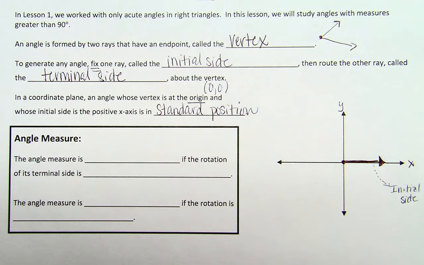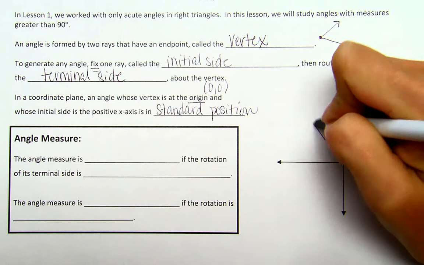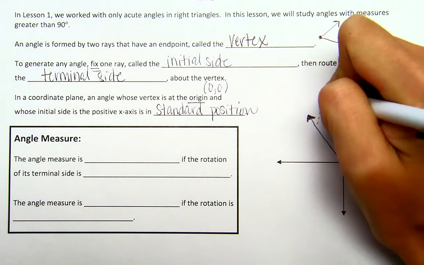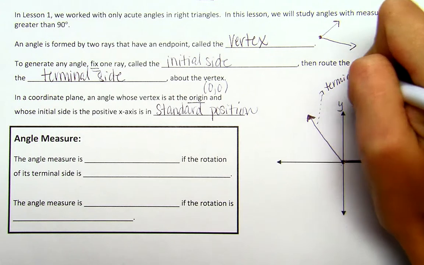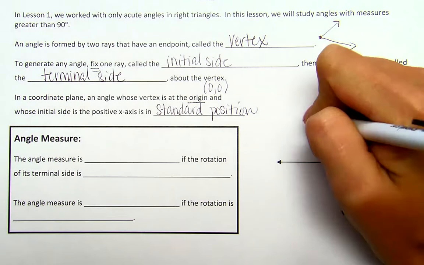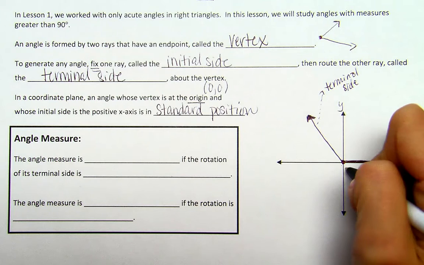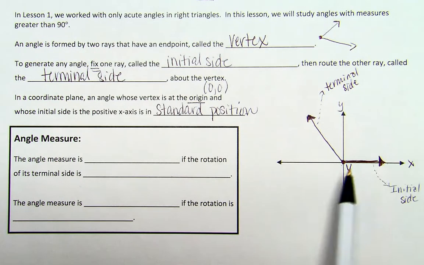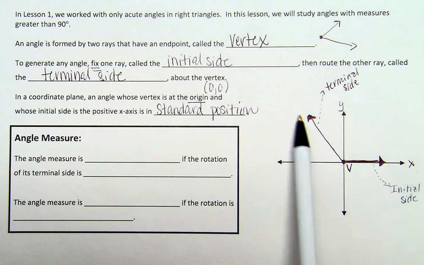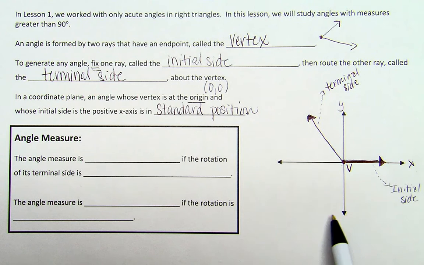So our initial side. Then from our vertex, the other ray, and I'm going to put this in our second quadrant, we know this to be our terminal side. And we know it's in standard position when it looks very similar to this, which means our vertex where they join is at the origin, (0, 0). Put a V there for your vertex. Your initial side is on your positive x-axis. And of course, your terminal side is somewhere in the other four quadrants or on our axes.